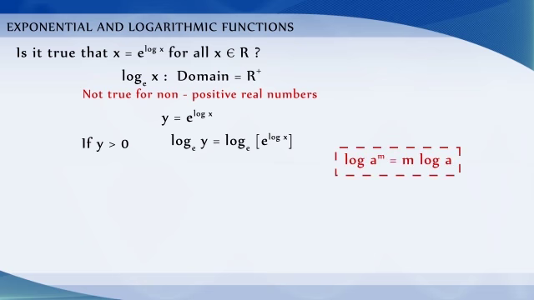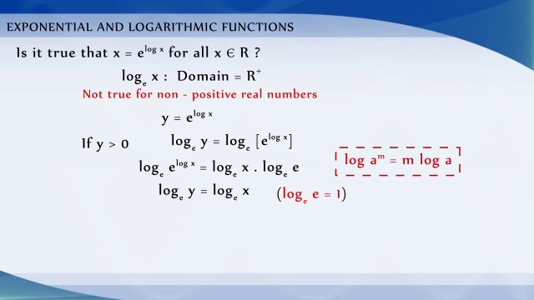With the help of the log a to the power m is equal to m log a property, we can write log of e raised to the power log x as log x into log e. Now log e to the base e value is 1. Therefore, we get log y is equal to log x, that is y is equal to x. Hence, x is equal to e raised to the power of log x is true only for positive values of x.